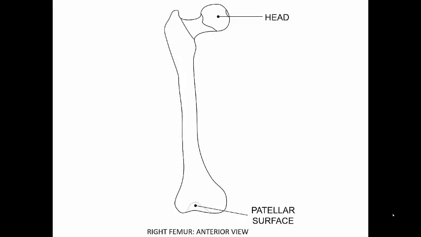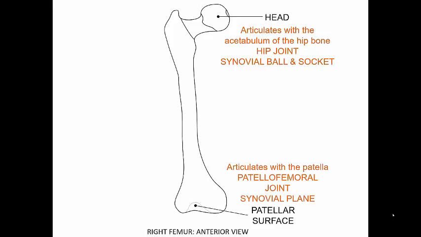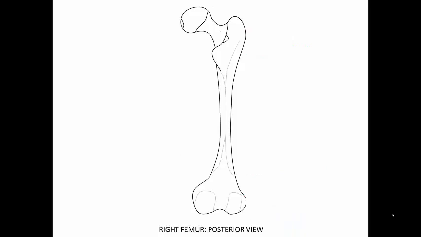The articulations formed by these structures, as I mentioned before: the head articulates with the acetabulum of the hip bone, forming the hip joint, which is classified as a synovial ball and socket joint. The patellar surface of the femur will articulate with the patella to form the patellofemoral joint, and this is classified as a synovial plane joint.